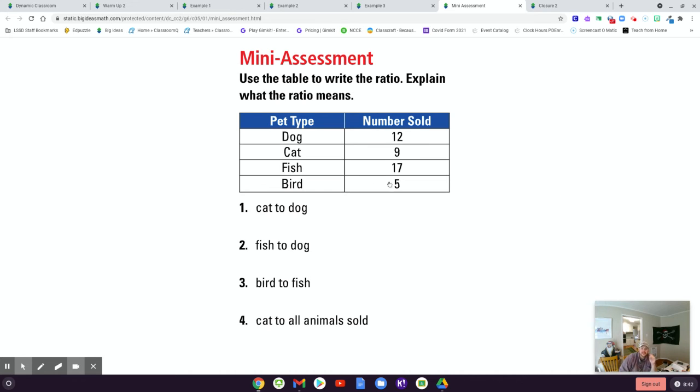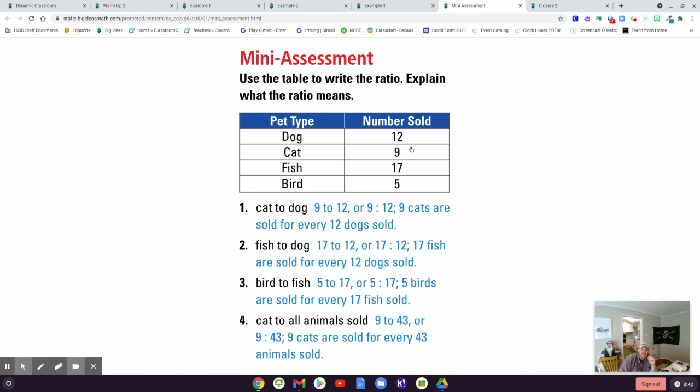Okay, so I want you to look at this table. See if you can answer this fourth question. What is the ratio of cats to all animals sold? Okay, so there are 9 cats. You have to add up all of these to get a total of 43 animals. So the ratio of cats to animals sold is 9 to 43. All right, so take a look at those other answers and see if they all make sense based on the table. And then we're going to move on to our last little thing, and then you're going to be working on your big ideas.